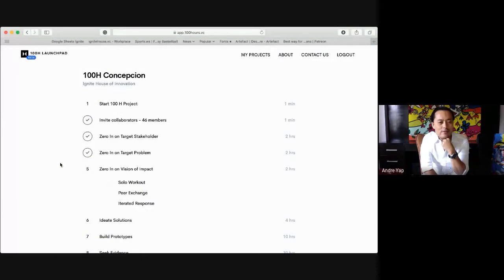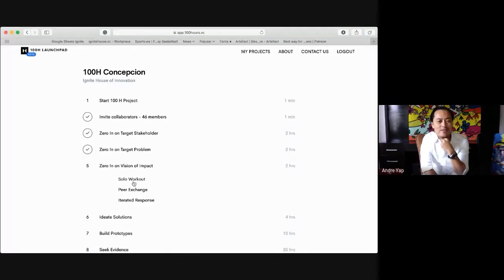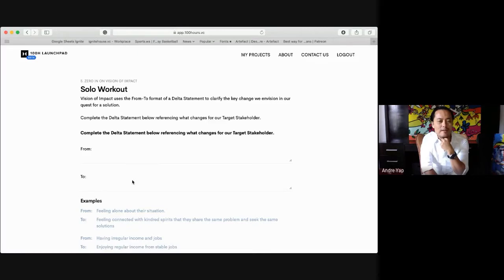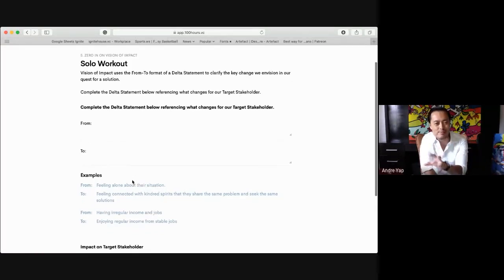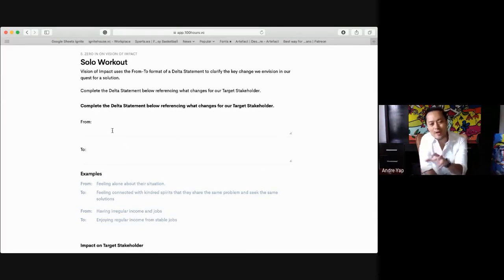All right, number 5, solo workout. Number 5, zeroing in on the vision of impact. This is not a vision statement, boys and girls. This is a delta statement of what changes from the current situation and its pain point to what is your desired destination. What does that look like? Okay. So some examples: from feeling alone about their situation to feeling connected with kindred spirits that they share the same problems and seek the same solutions.